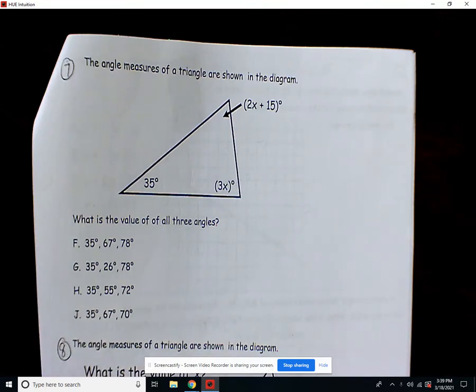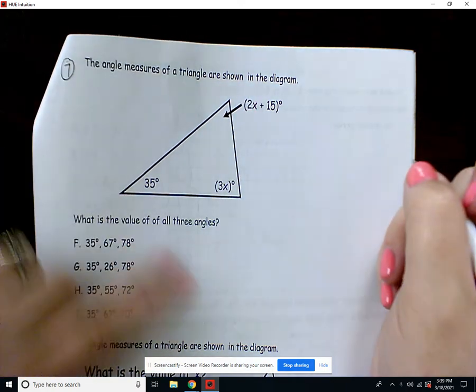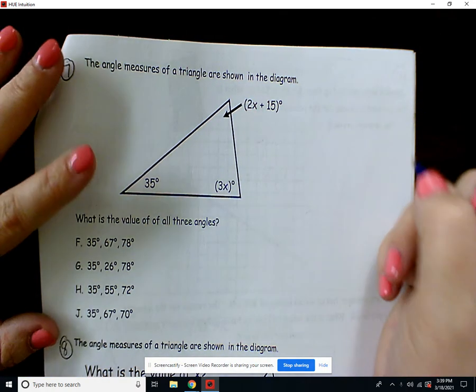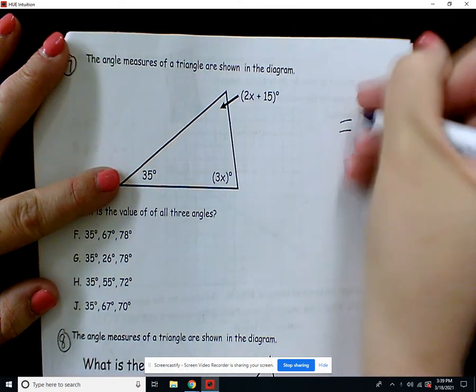Now we're going to look at number 7. The angle measures of a triangle are shown in the diagram. What is the value of all three angles? Okay, so first, again, start off with the triangle equals 180.